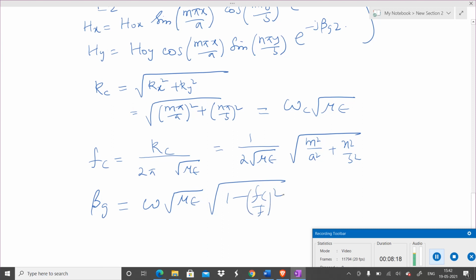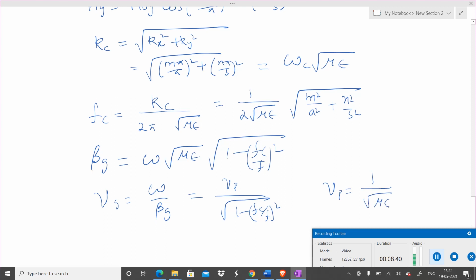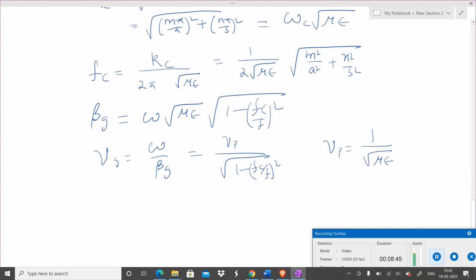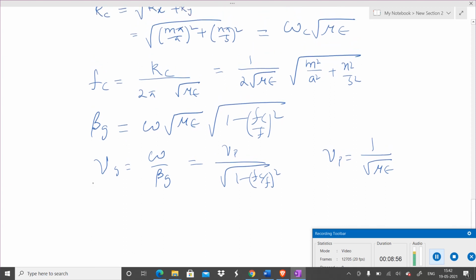So whatever the cutoff frequency will be, accordingly the propagation constant will be defined, and the phase velocity is defined as omega by beta g, which is vp upon under root of 1 minus (fc by f) whole square. Here the phase velocity without any medium, without any guide, that is in free space, is 1 over under root of mu epsilon, in an unbounded dielectric. Unbounded means there is no metallic guide like the rectangular waveguide we have here.